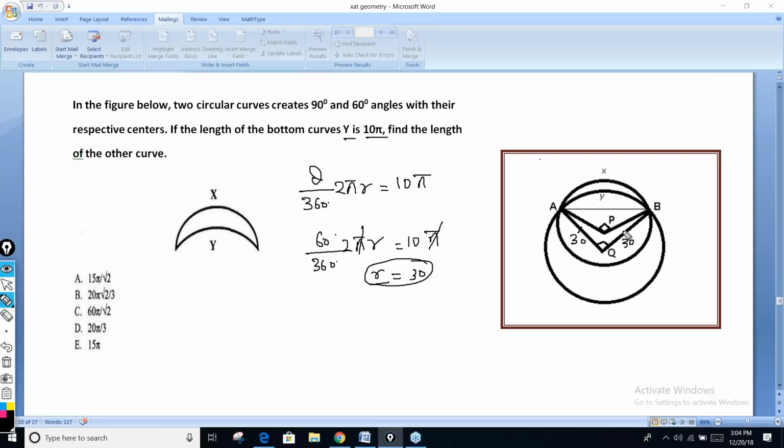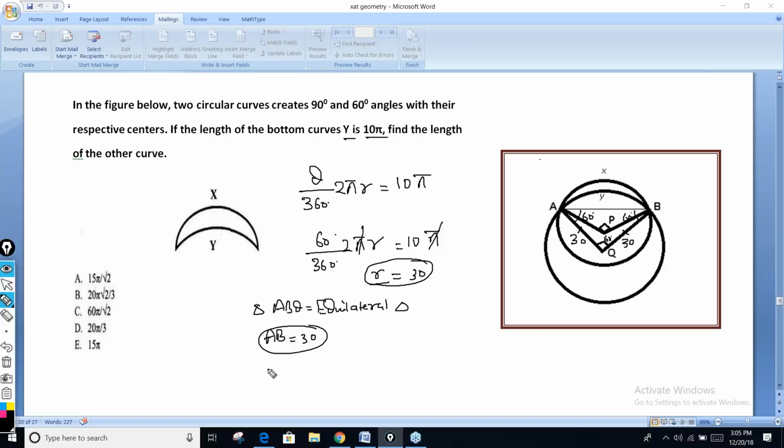We know that AQ and QB are radii, and this angle is given as 60 degrees. So these two sides are equal, so these two angles will also be equal. If this is 60, the remaining angle is 120, and these two angles will also be equal, 60 and 60. So can I say that triangle ABQ becomes an equilateral triangle? If triangle ABQ is equilateral, all the sides are equal. So if QB is 30, AB will also be 30.